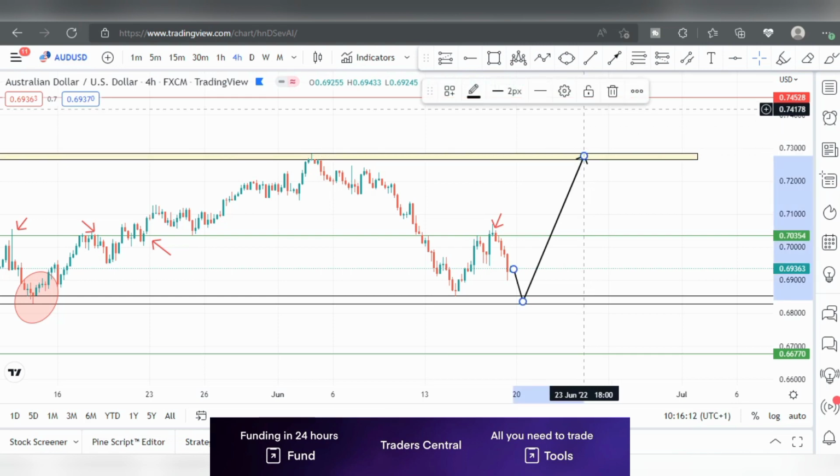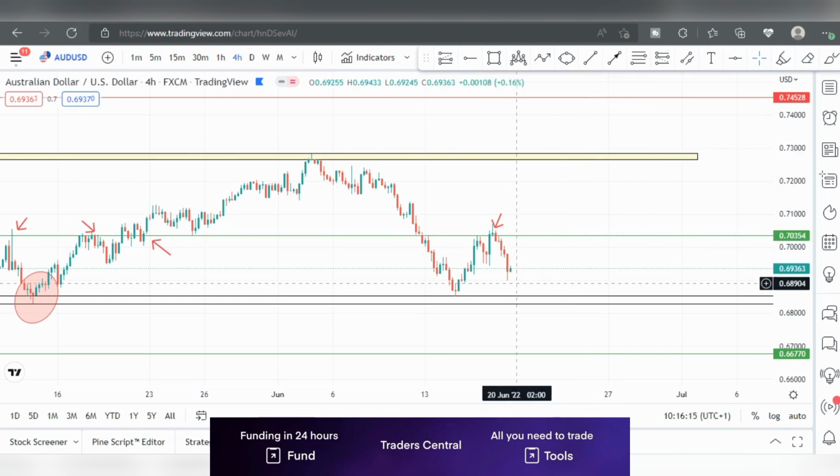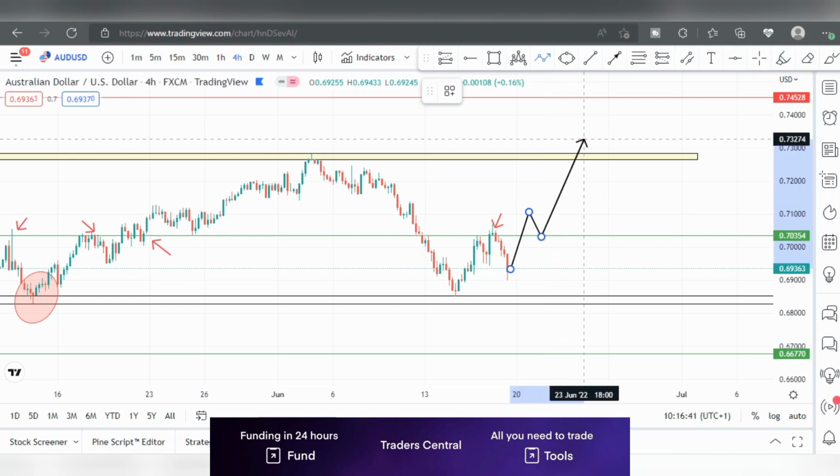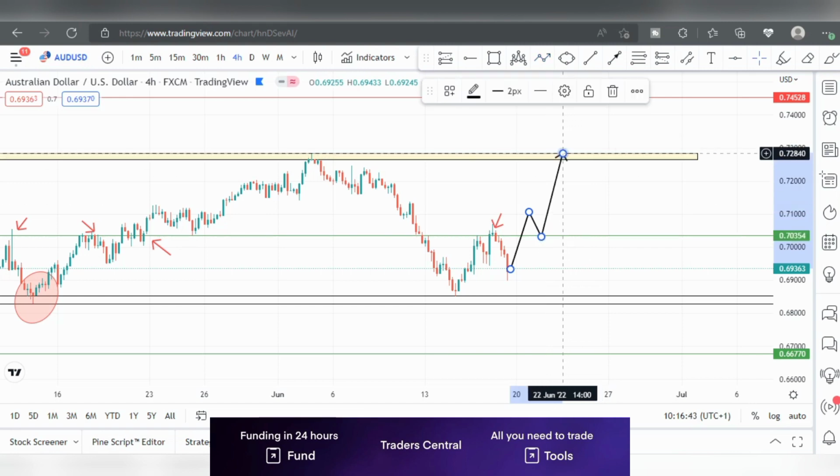On the other hand, if price doesn't retrace all the way down to this level here, I would wait for price to break this previous area of significance. It is around the 0.705 area. It's not really a line, it's an area there. So if price comes up, breaks this area, comes back to retest it and gives us a bullish signal, then I'll take my buy trade from there all the way to the top.